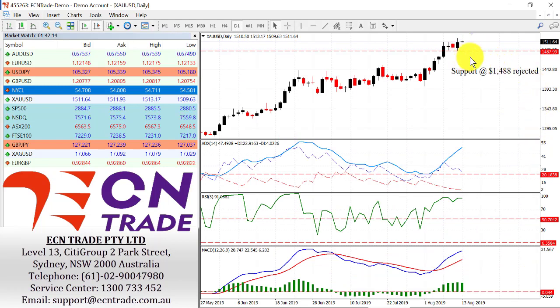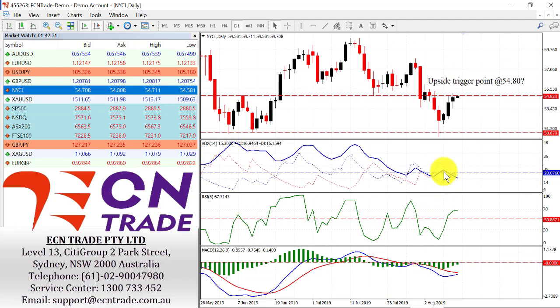Gold took the challenge to the downside yesterday and clearly rejected the level of 1,488. From the rejection, you can see the market still remains bullish. I still feel the market is looking up towards the level of 1,525 to 28, as long as we maintain above the level of 88 to 92.